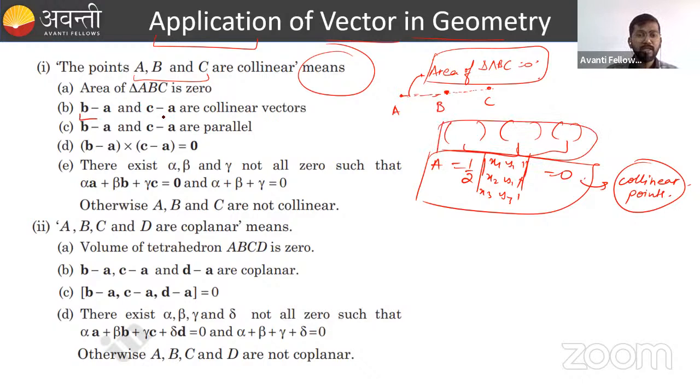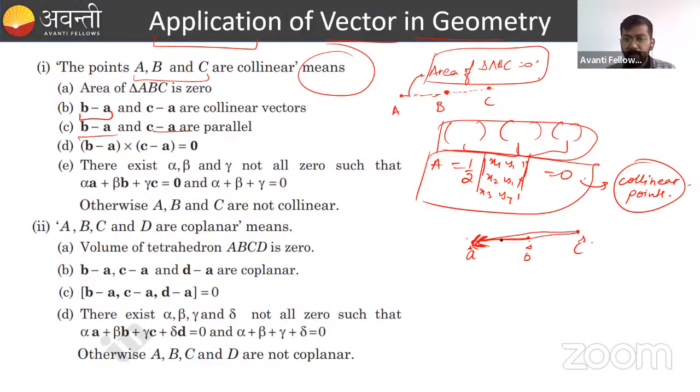The second point is that B minus A and C minus A are collinear vectors. Here it is A bar, B bar, and C bar. These three vectors are collinear. Then B minus A bar and C minus A bar are also collinear, right? These vectors lie in the same line. You can see C minus A bar and B minus A bar are collinear. Since they are collinear, we can also say that they are parallel.